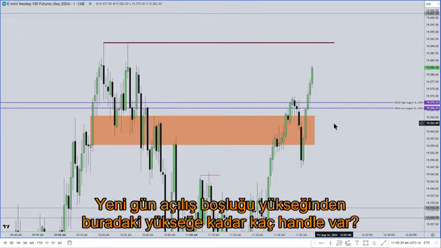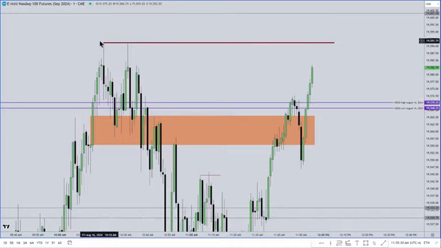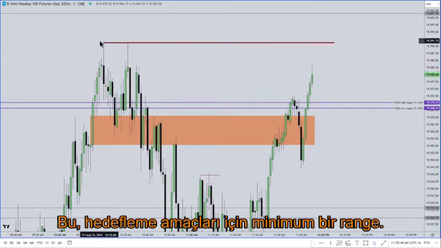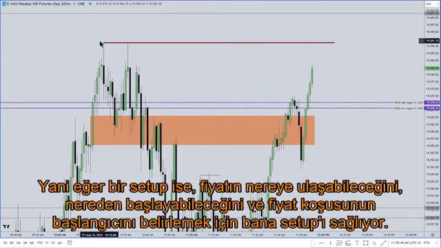How many handles is this? From the new day opening gap high to the high here. 20 handles, right? So that's a minimum for me. That's a minimum range for targeting purposes. So if it's a setup that affords me the ability to identify where price could reach, where it could start in the inception of the price run.